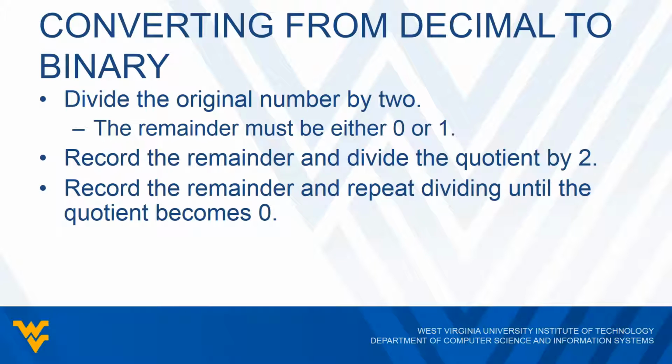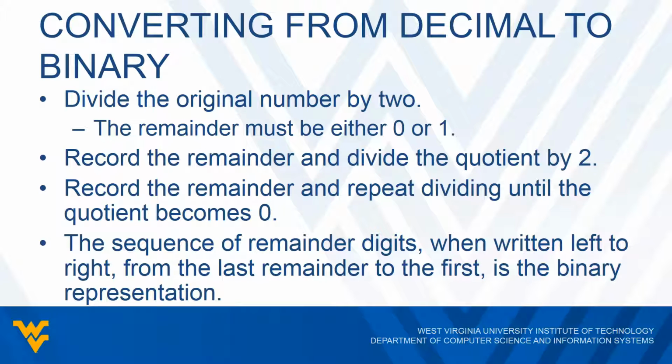And we're just going to keep repeating this. We'll record the remainder, and then we'll divide that quotient by 2. We'll just keep doing this until the quotient becomes 0. Once we've done this, if we write the sequence of remainder digits left to right from the last remainder to the first remainder, this gives us the binary number.